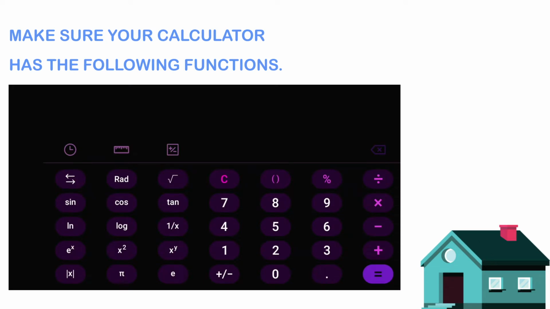In order to get started, make sure you have these available functions on your calculator: parentheses and x to the power of y. This particular calculator is available on Android phones.